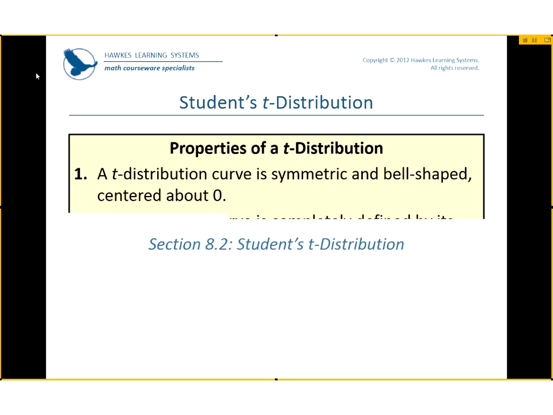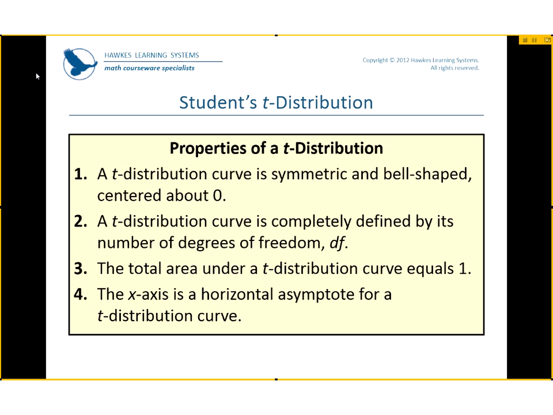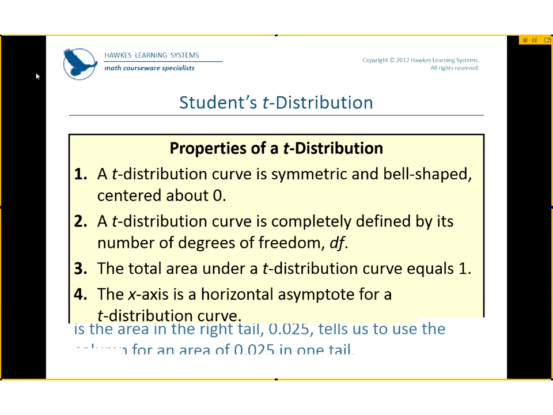Okay, so the properties of a t-distribution. The curve is symmetric and bell-shaped. Its center is at 0. It's completely defined by the number of degrees of freedom, df. df means degrees of freedom, and we're going to go into that in just a minute. The total area under the t-distribution curve equals 1. The x-axis is a horizontal asymptote for the t-distribution curve, which means those tails are going to get really close to the horizontal axis, but they're never going to touch.